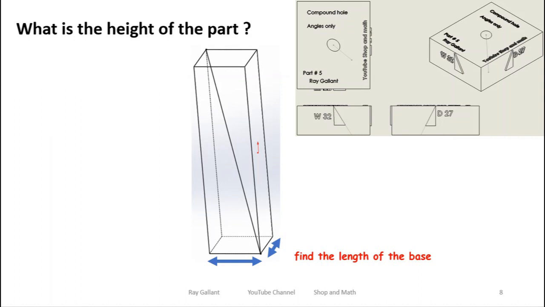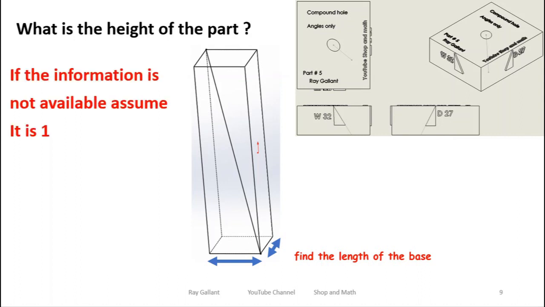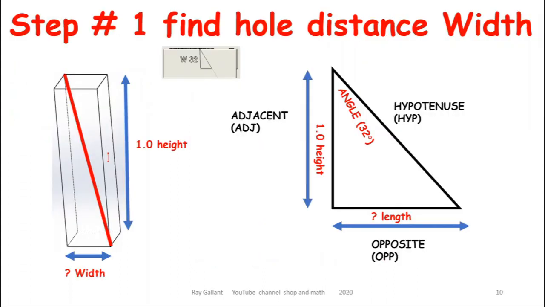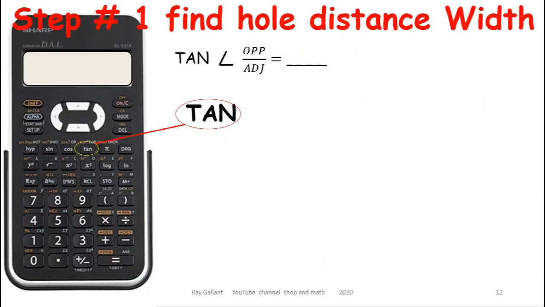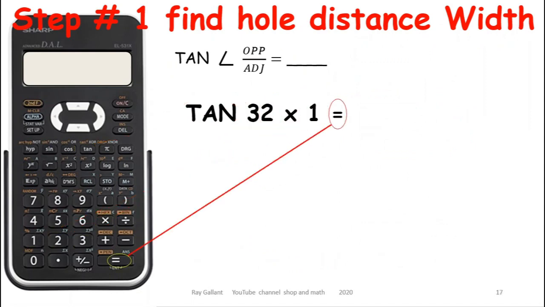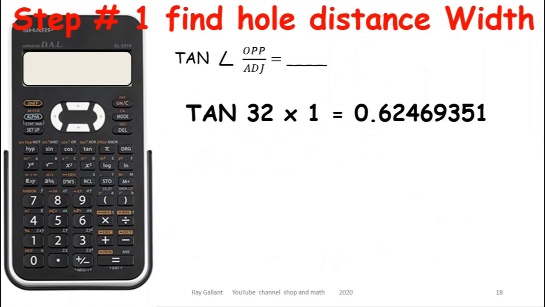What is the height of our part? We don't know. All we have is an angle. So we're going to assume that it's 1 because we don't really need this number. So we're going to calculate our width. We're going to be using tan, so opposite over adjacent. So our width is going to be 0.6246.